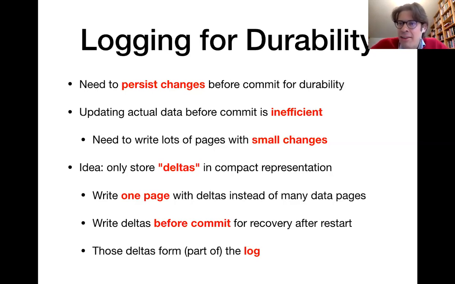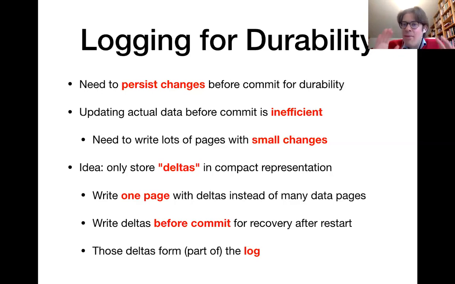We have already discussed the possibility to update the actual data before the commit, which is what we call the force policy. The reason why that is inefficient is that the changes that a transaction needs to make are typically distributed over many different data pages. And this means that we would actually have a lot of page writes just for making a lot of small changes in the data persistent.